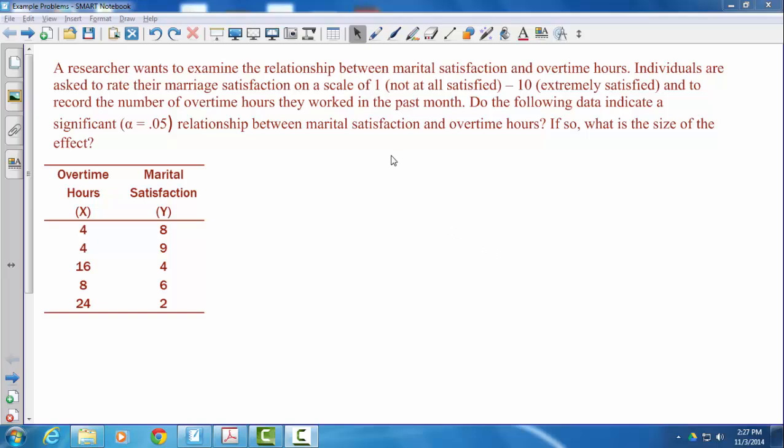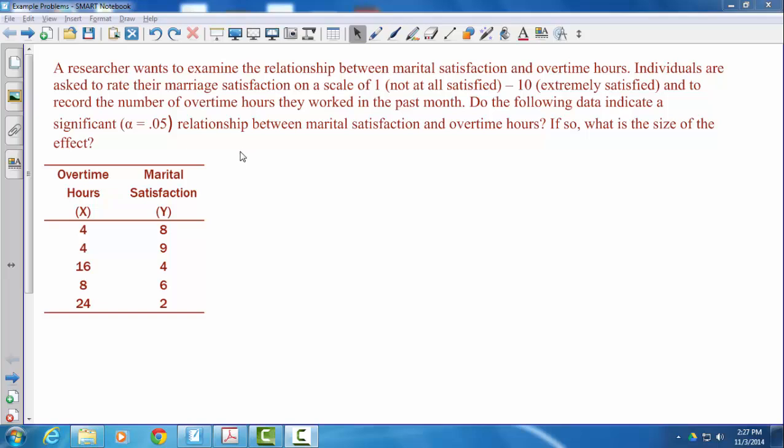Okay, so here is an example of a study where a researcher wants to examine the relationship between marital satisfaction and overtime hours. You saw this in one of the examples of where maybe marital satisfaction leads to overtime or overtime leads to marital satisfaction. For our purposes, we were assuming that overtime hours is the independent variable here, so we're labeling that X, and we think that marital satisfaction is our dependent variable. It depends on overtime hours.